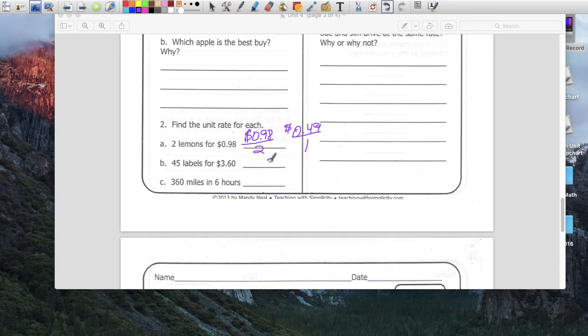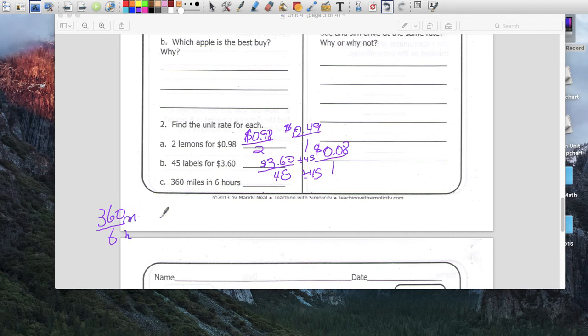Here you paid $3.60 for 45 labels, and you want to find out what's the price for one label. You're going to divide top and bottom by 45. Divide this by 45, gives you 1, and you divide 360 by 45. And that's going to give you 8 cents.